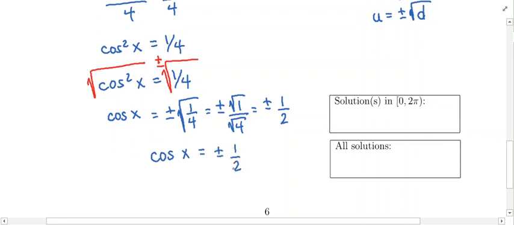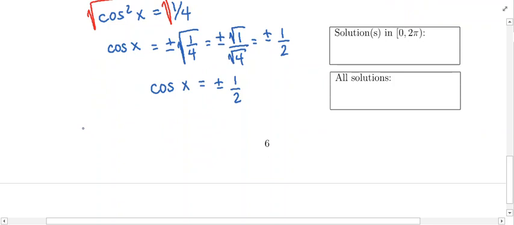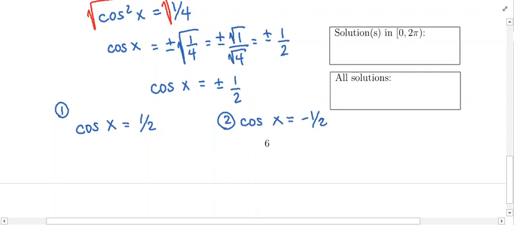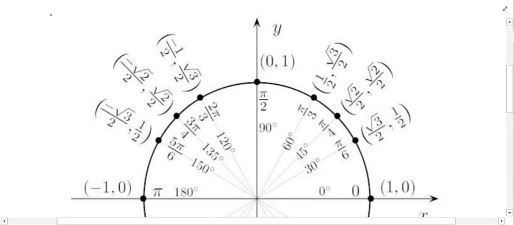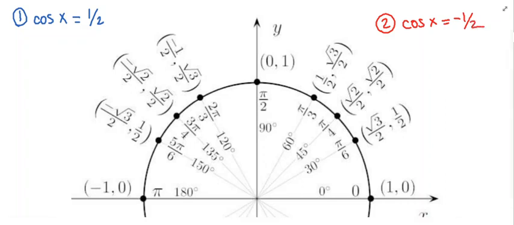We need to go to our unit circle and figure out which angles between 0 and 2 pi have a cosine of either +1/2 or -1/2. If you want to, you can write this out into two separate equations. First of all, we need the cosine of x to be +1/2, and secondly, we need the cosine of x to be -1/2. Do that if it helps you. Let me go to the unit circle here. I'll start with the first equation.